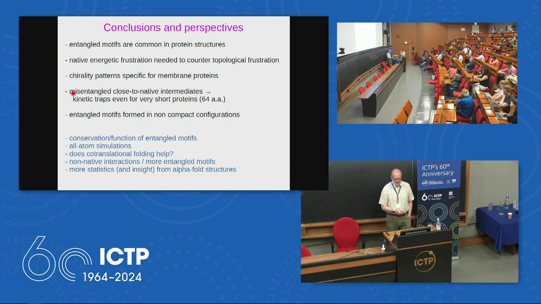We do observe misentangled close-to-native intermediates, even for very short proteins, which I didn't tell you. Typically, one would expect to just conform to the two-state behavior. And we observe entangled motifs already formed in non-compact configurations. Then we would like to confirm all this by using all-atom simulations, maybe have a look at the role of co-translational folding, the role of non-native interactions.